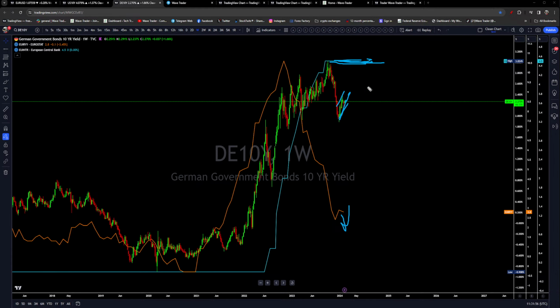So it is very likely that we're gonna see a communicated move from all these major central banks. They're gonna start cutting the rate at the same time.